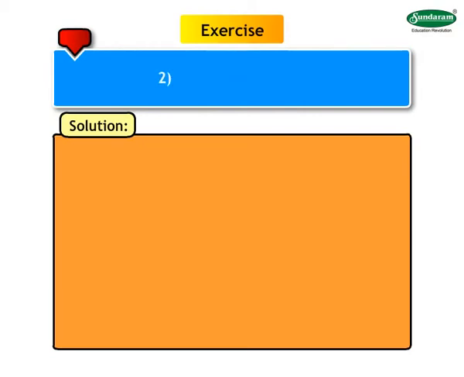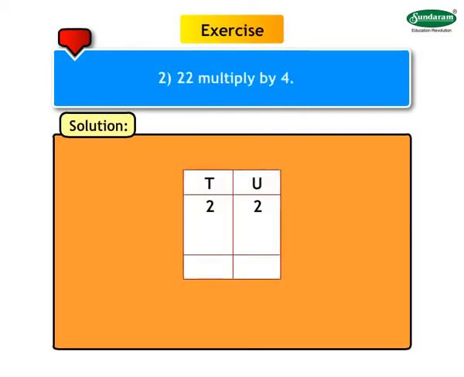2. 22 multiplied by 4. Here the digit in the units place of the number 22 is 2 and the digit in the tens place is also 2. So we will first multiply the units digit 2 by 4. As you know, the product of 2 and 4 is 8. We will write 8 in the units place of the product.